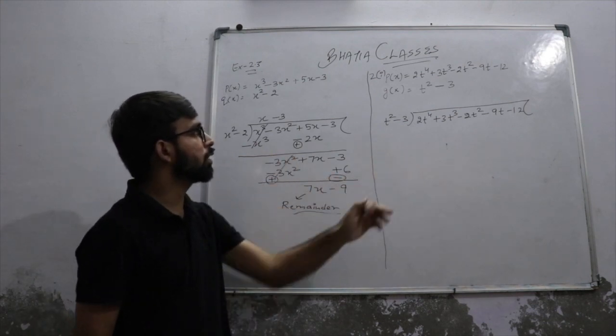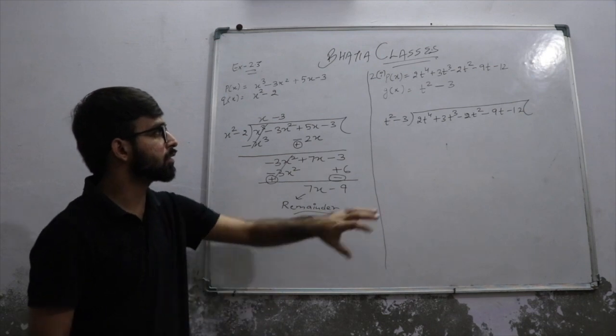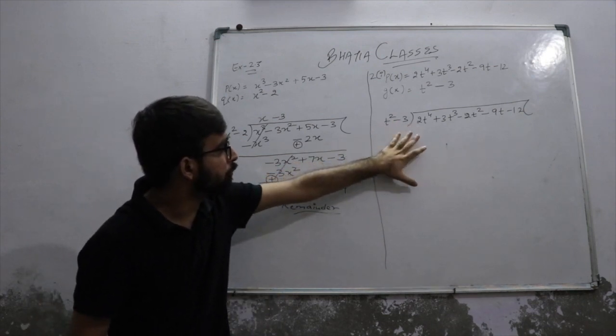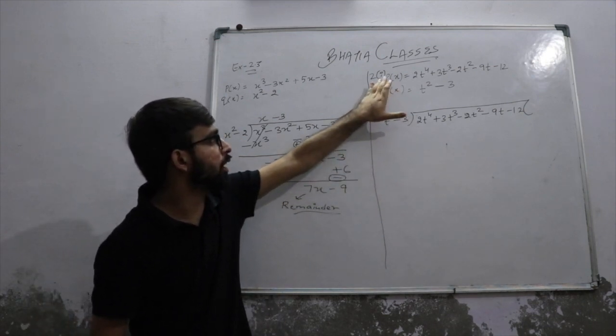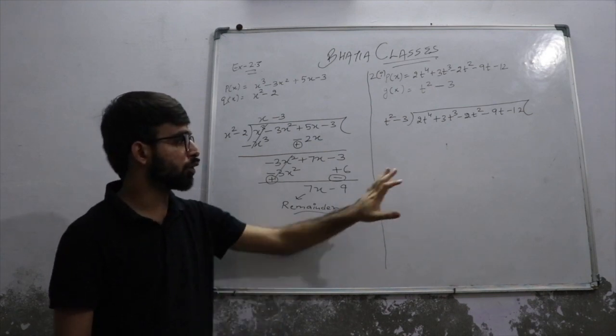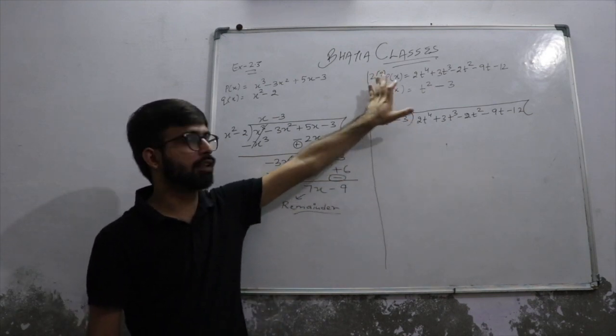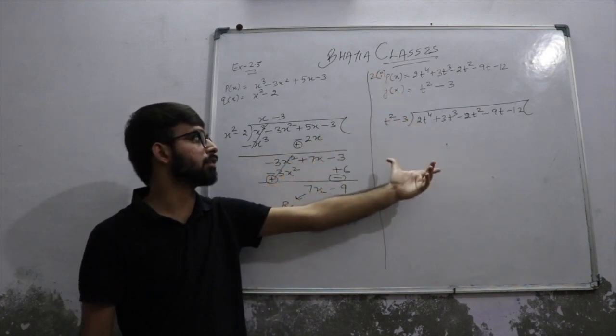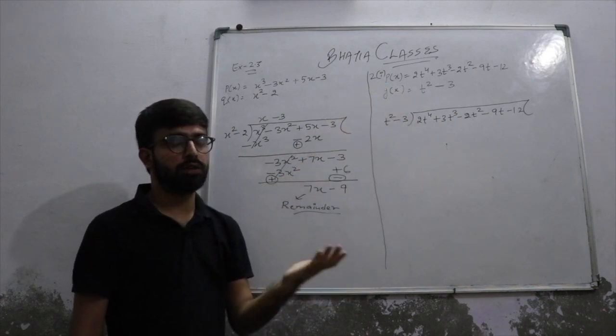Now, go to the first part of the second sum. In this sum, you will find out whether g(x) is a factor of p(x) or not. If you get remainder 0, then g(x) is a factor of p(x). If you get other than 0, then g(x) is not a factor of p(x).